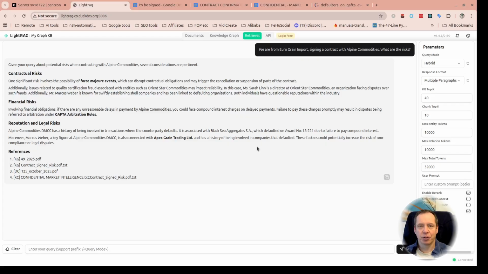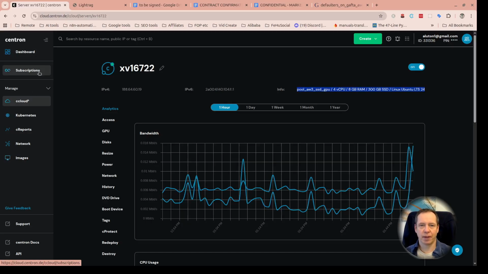In corporate intelligence, confidentiality is non-negotiable. This entire demo, from ingestion to retrieval, is running 100% autonomously on private infrastructure.